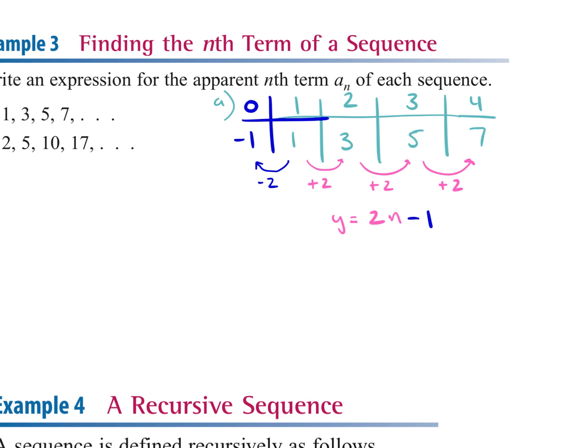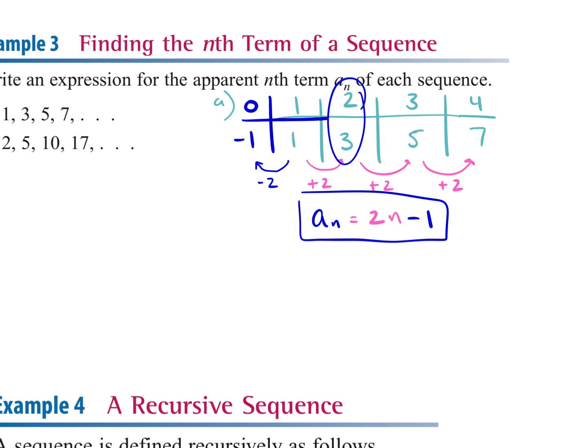So this would be our equation of our sequence here. And instead of y, we name our sequence a sub n. That way I could plug in whatever number I wanted into n and get that term. If I plugged in 2, let's say I wanted to find the second term, 2 times 2 would be 4, minus 1 is 3, which is exactly what we have for our second term there. So this would be our expression for the sequence.